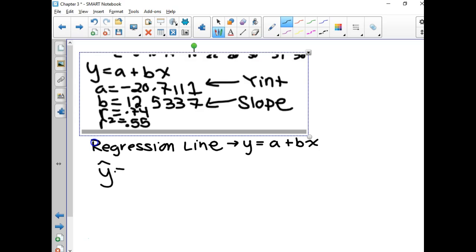Next I write, okay, a is my y-intercept and my a here is negative 20.711, plus b is my slope, 12.5337 times x. x is not predicted, x is an actual value. We know an actual value, we're trying to predict what's going to happen. That's the reason we use regression. Now, if you choose to write it this way, you have to tell me what x is and what the predicted y is. You have to label it.